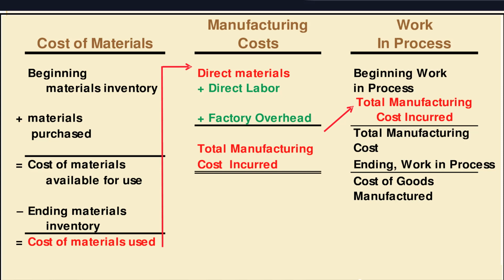This piece then moves to the next section, our work in process. We take our beginning balance plus those additions, which are our total manufacturing cost incurred, minus the ending balance in our work in process to get to our cost of goods manufactured.